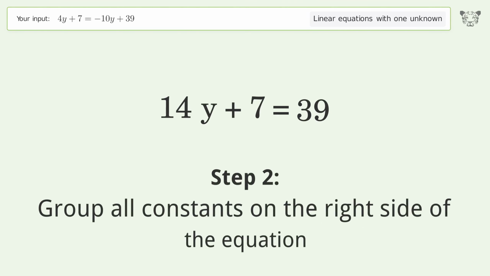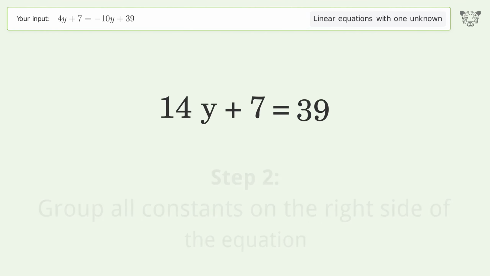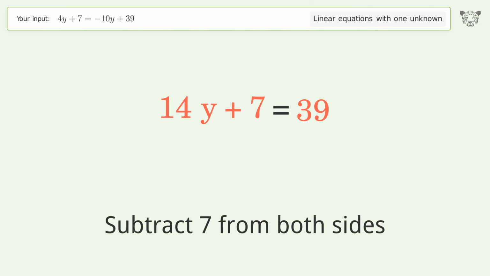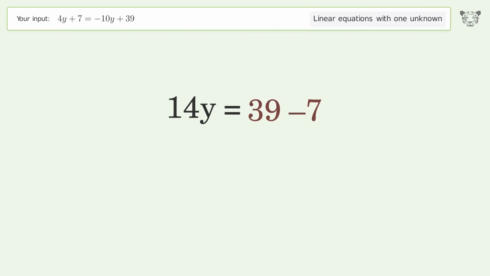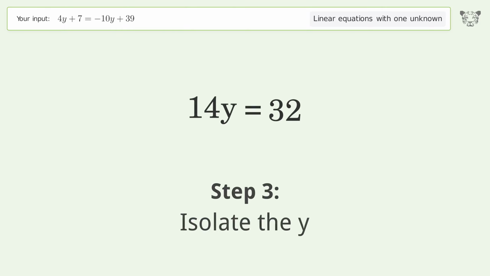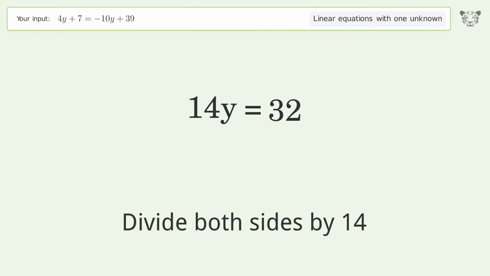Group all constants on the right side of the equation. Subtract 7 from both sides. Simplify the arithmetic. Isolate the y. Divide both sides by 14.